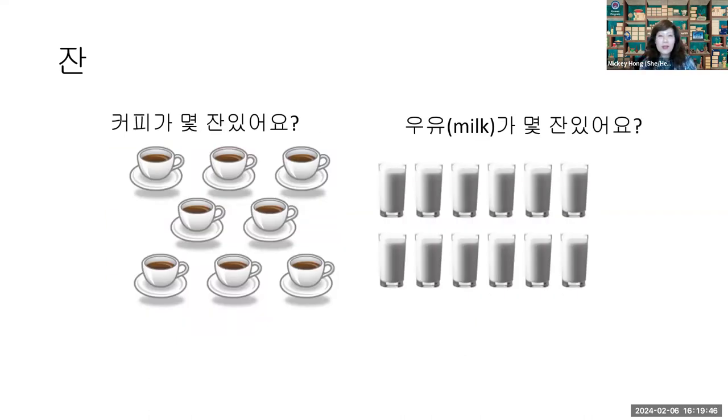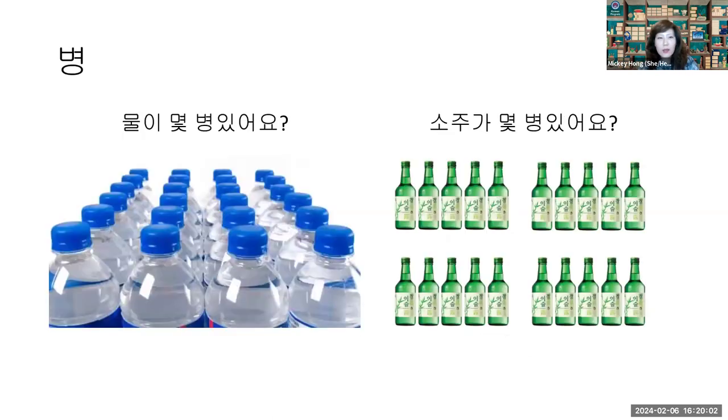우유가 몇 잔 있어요? How many glasses, servings of milk? 열두 잔 있어요. Okay, it can be glass. So 잔 is a serving of a drink. 물이 몇 병 있어요? How many bottles of water are there? 스물네 병 있어요. Okay. 소주가 몇 병 있어요? 스무 병 있어요. Okay, there are 20 bottles.